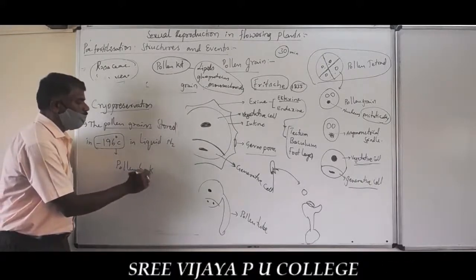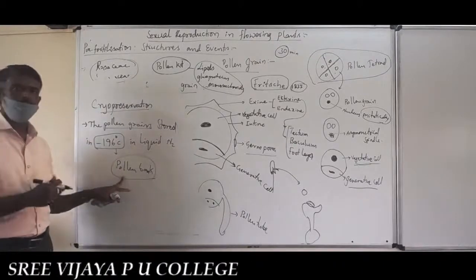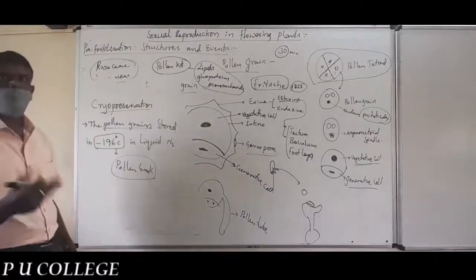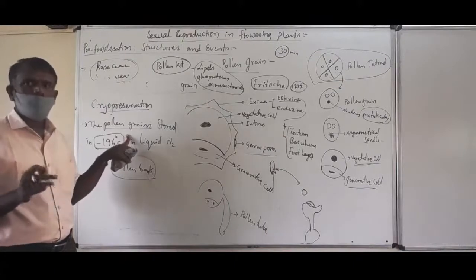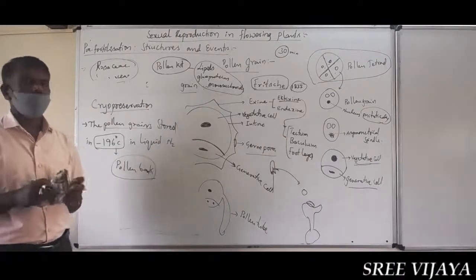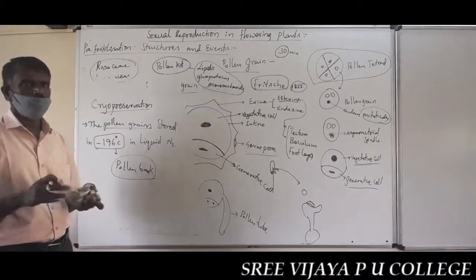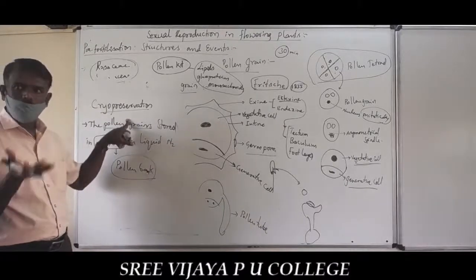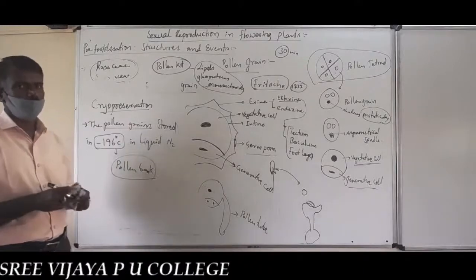When we require pollen, we take it from the pollen bank and use it for crossing or for pollination. By this technique, we preserve extinct or near extinct plant species. We can preserve the pollen grains for the culturing of such species.